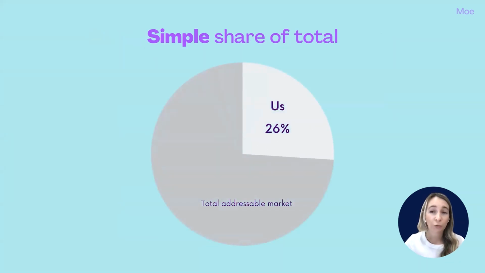Now, if you really, really insist on using one, which some people do, this is the only acceptable way to use one. So this is basically a simple share of totals. So if you're talking about something like penetration rate, addressable market, and you want to talk about a category as a percentage of a whole. So let's say we have us versus the total addressable market.